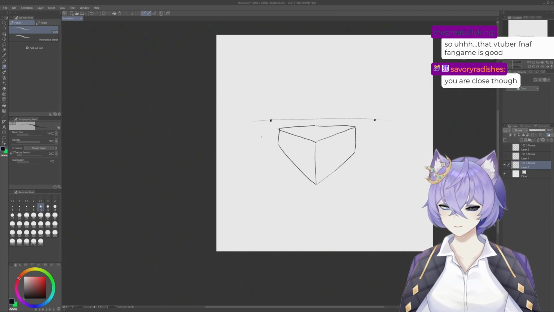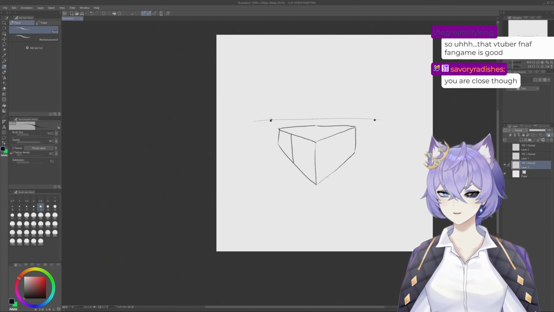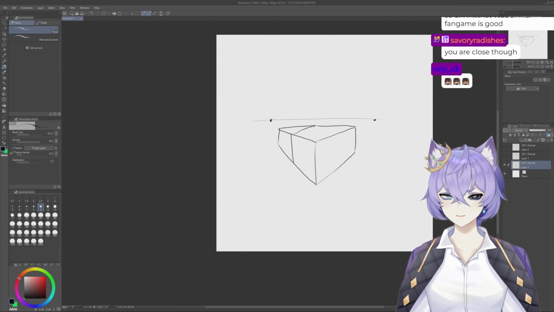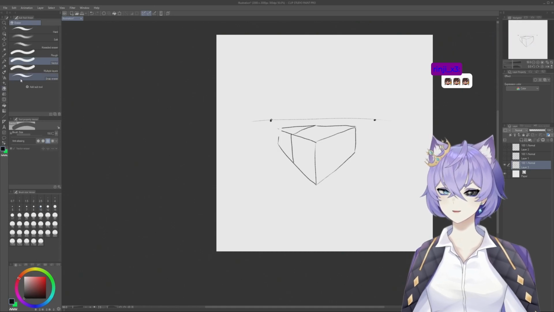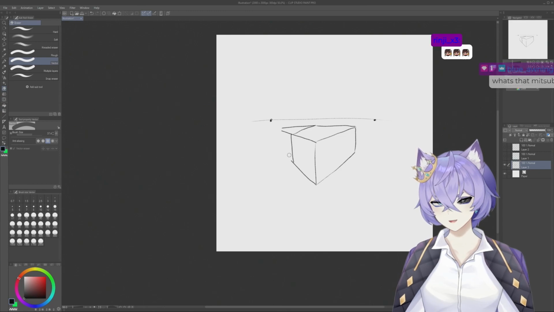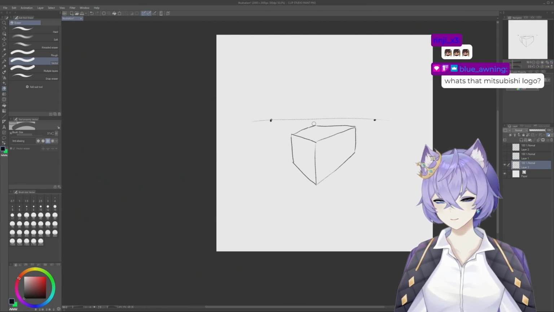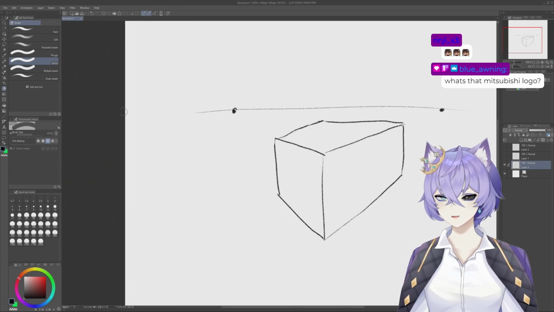You are close, though? Thank you. If I were doing it this way, then it'd be like this. And this is why I don't call myself an artist, because of things like this. I'm just like, how do focal points work?